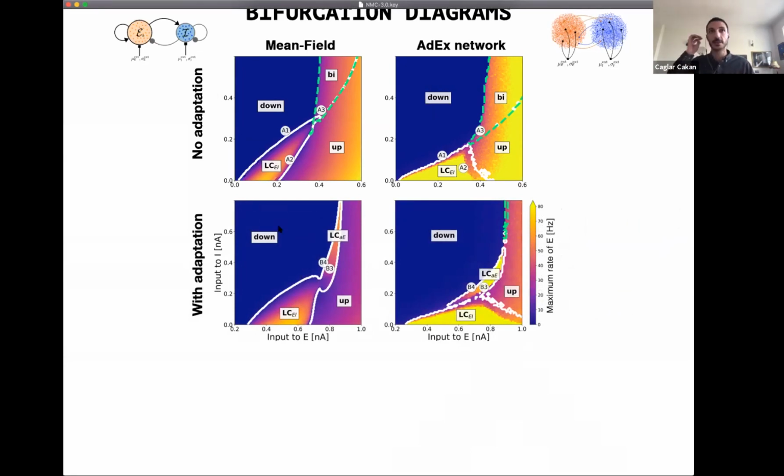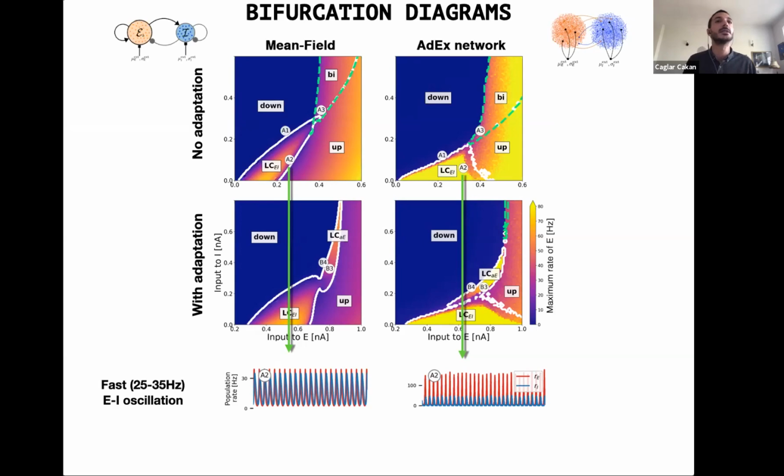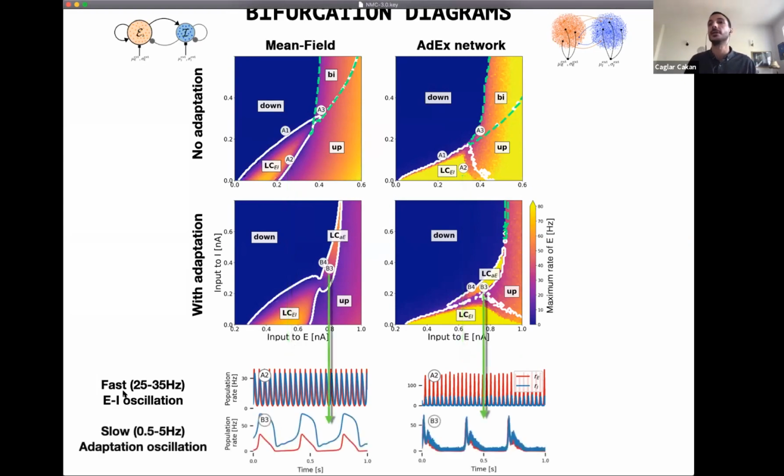And most strikingly, what you see is that the bistable region now transforms into a new limit cycle. So you now have two limit cycles, one the fast one between E and I, and another one that is due to adaptation. So excitation and adaptation, basically. And let's look into these states. If you sit in one of these points, for example, you see a fast oscillation between E and I. And if you sit inside the adaptation limit cycle, you see a slow oscillation that is due to adaptation, a lot slower than the EI oscillation.